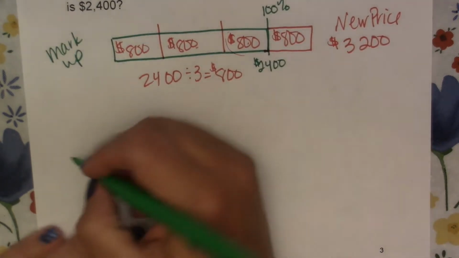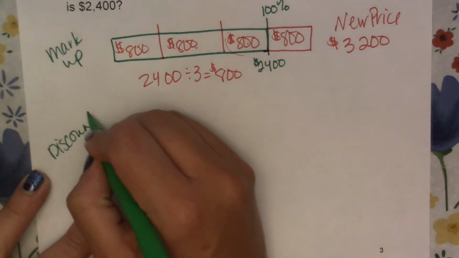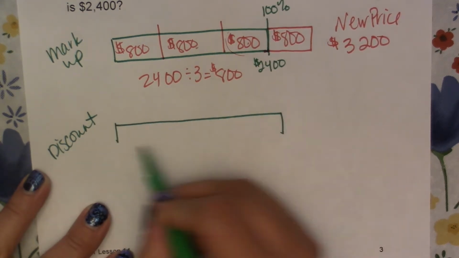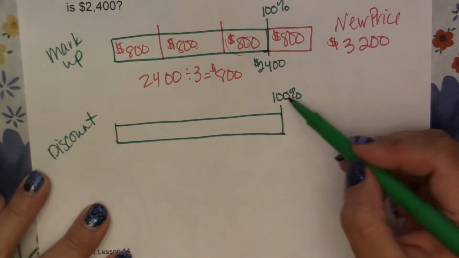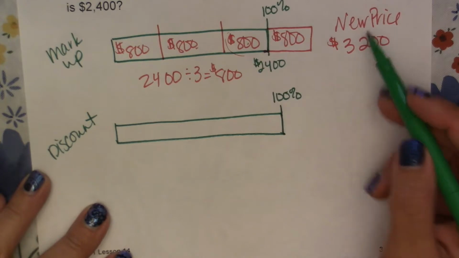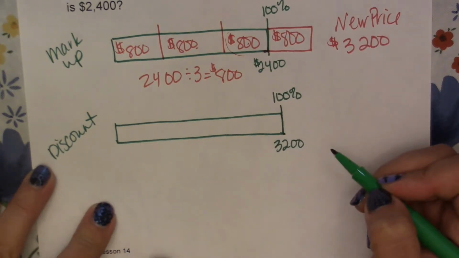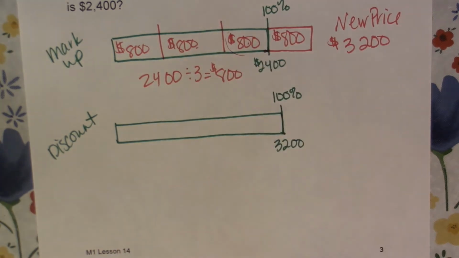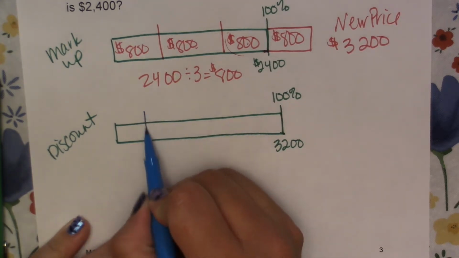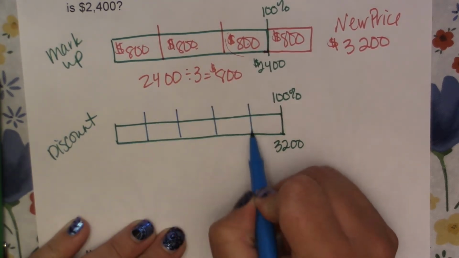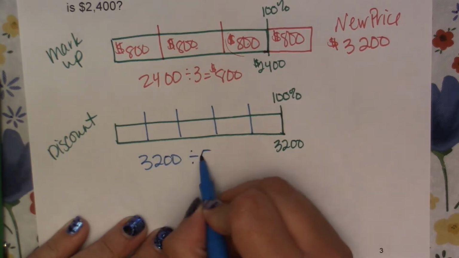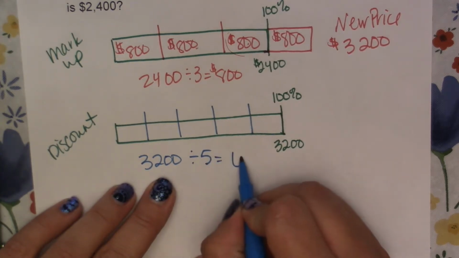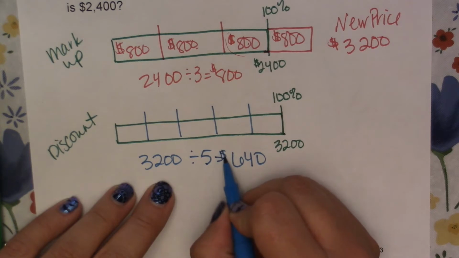All right, so now let's calculate what the discount price is. I'm going to do my tape diagram. I'm going to mark off my 100%, which is now my new price that we found just a minute ago, $3,200. So this is sold at a 1/5 off discount. So we're going to take our line and divide it into 5 pieces. 1, 2, 3, 4, 5. So I'm going to take my $3,200 and divide it into the 5 boxes as well, and we get that each box represents $640.